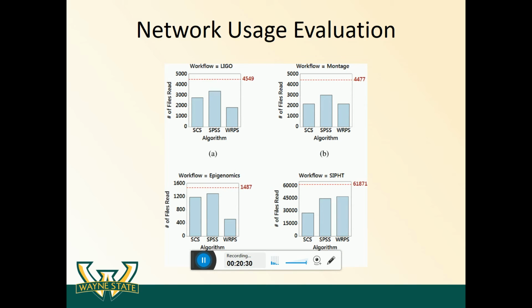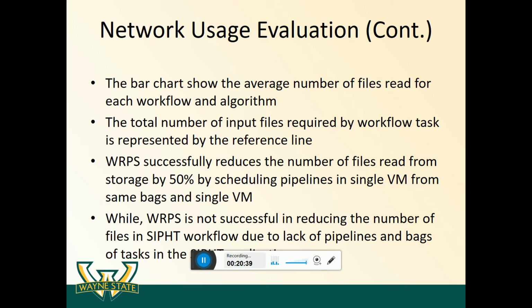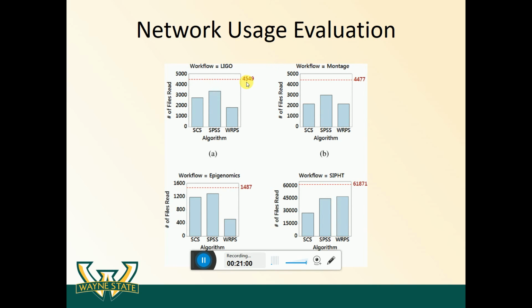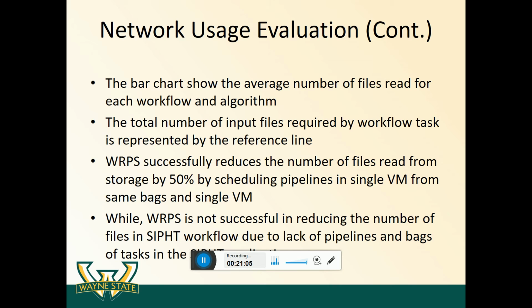Here we have shown the performance for the network usage evaluation for the 4 workflows. The network usage evaluation is shown in the bar chart, which suggests the average number of files read for each workflow and algorithm. The total number of input files required by workflow tasks is represented by the reference line, as shown here. WRPS successfully reduced the number of files read from the storage by 50% by scheduling pipelines from the same bags in a single VM. However, WRPS is not successful in reducing the number of files in the ICPP workflow due to the lack of pipelines and bags of tasks.